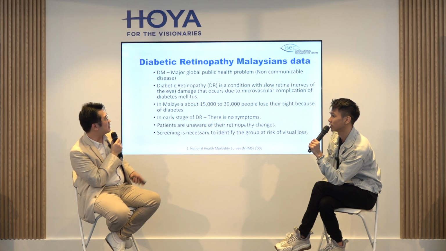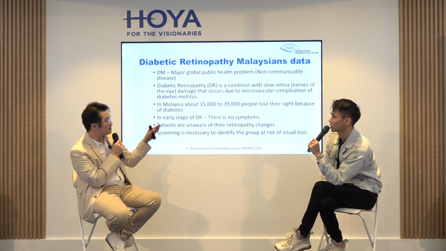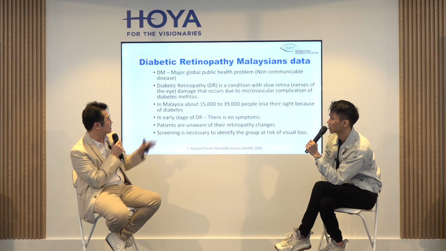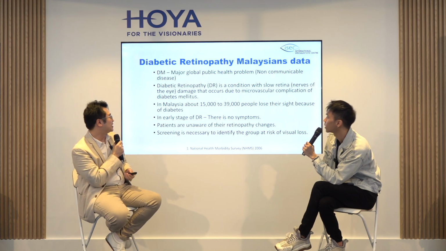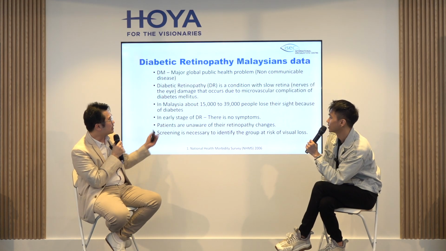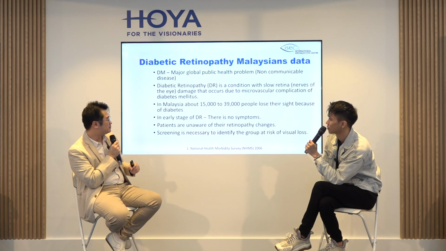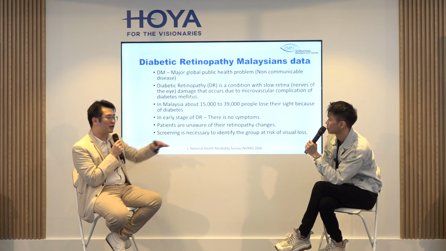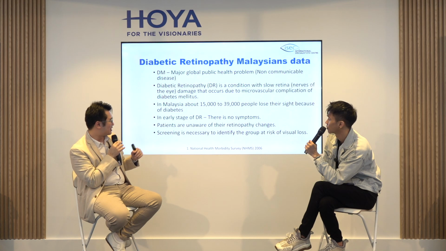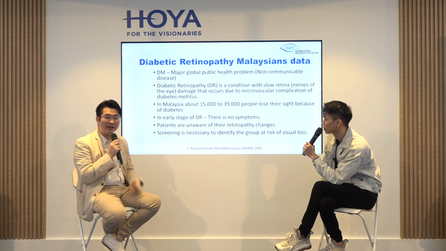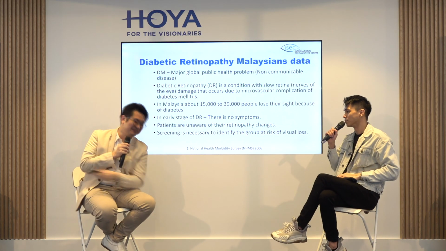That's the whole point. So anyway, in Malaysia, about 15,000 to 39,000 lose their sight per year. Per year, yeah. Oh wow. So in the early stage, actually there's no symptoms, and the patients are not aware of their changes. So that's why we need to do screening. That's why we have all these screening things here, right?